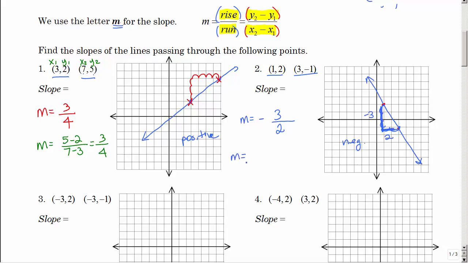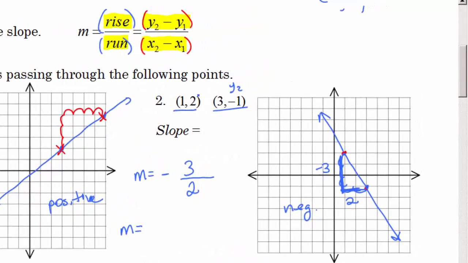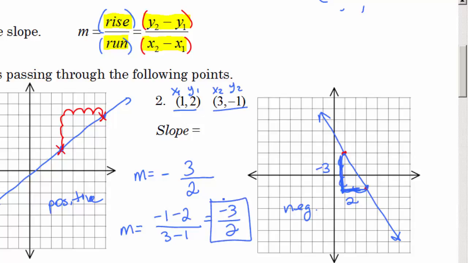Again, let's see if we can use that formula. y2 minus y1: negative 1 minus 2, and here's x2 minus x1: 3 minus 1. Negative 3 over 2. Same answer.